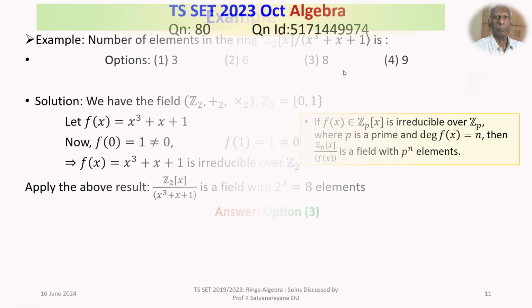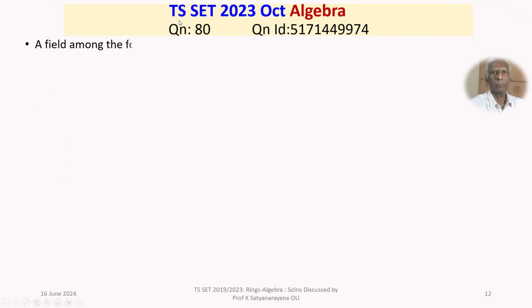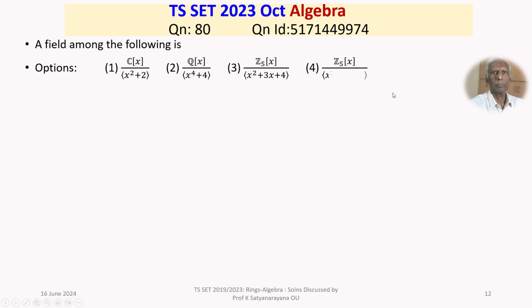So let's now move to a question that came in the TS SET 2023 October session. The question number is 80, bearing this question ID. The question is, which of the following is a field? We are given 4 options. Agreed. Now, let us take the first option. We are given the polynomial ring C[x], where C is the field of complex numbers, and the polynomial f(x) is x^2 + 2. So that is option 1.